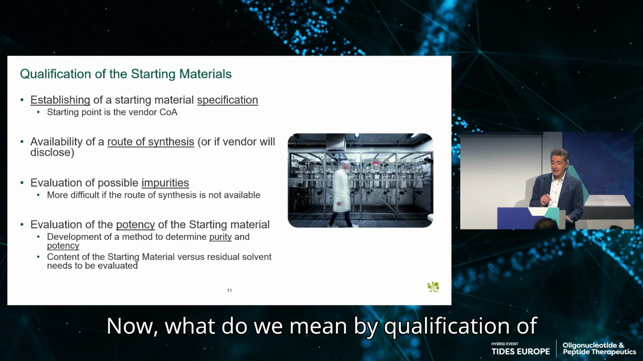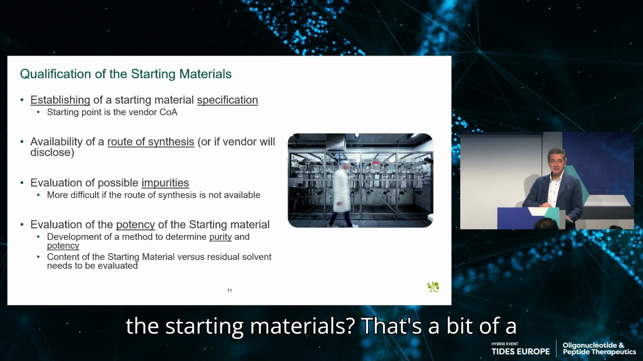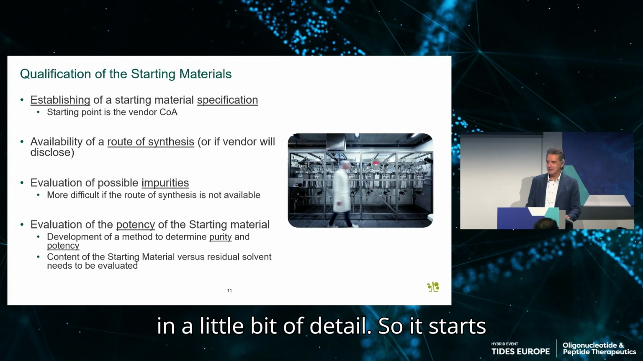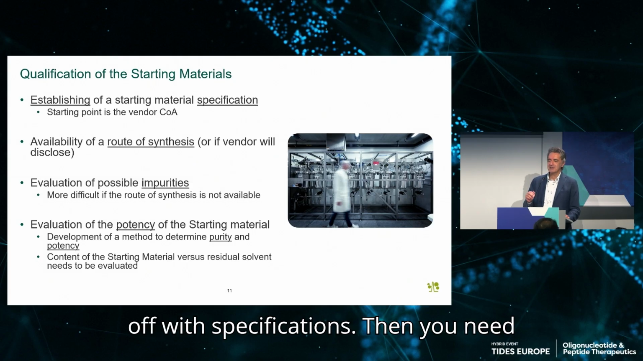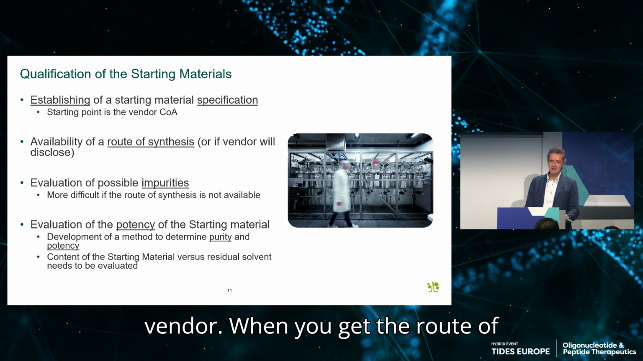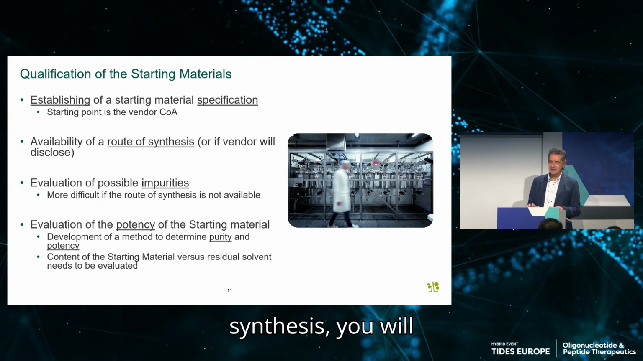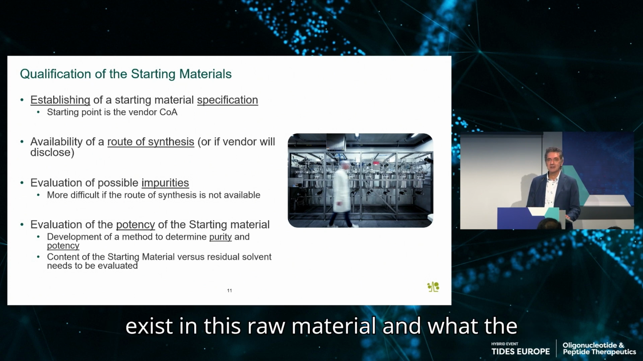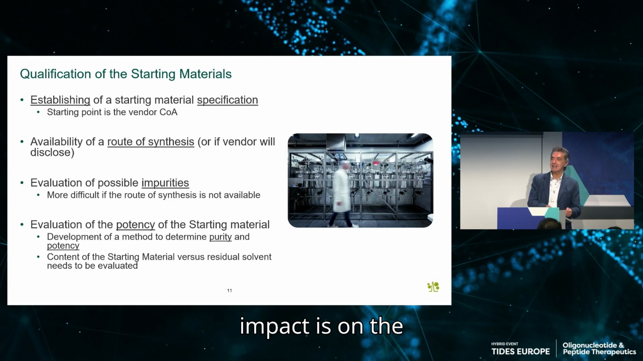Now, what do we mean by qualification of the starting materials? That's a bit of a tricky question, and I want to go over it in a little bit of detail. It starts off with specifications. Then you need to get the route of synthesis from the vendor. When you get the route of synthesis, you will deduce what type of impurities could exist in this raw material and what the impact is on the API itself.